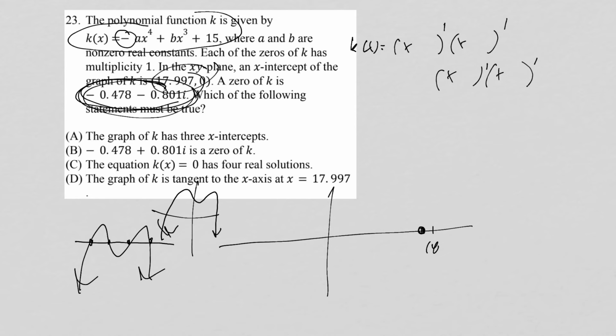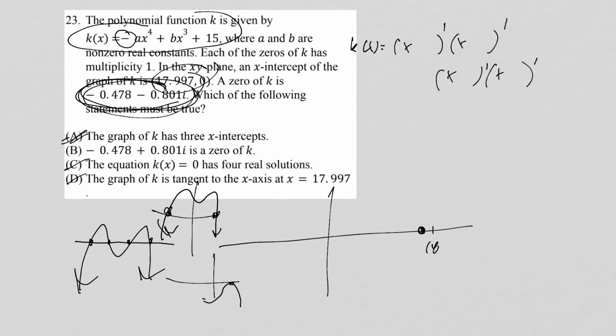The graph of k has 3 x-intercepts. No, it has only 2. Oh, maybe there's others. Has 4 real solutions? No. It has just 2. The graph is tangent to the x-axis. Tangent to the x-axis is where this happens, and that's not what's going on here. So just getting rid of those choices.